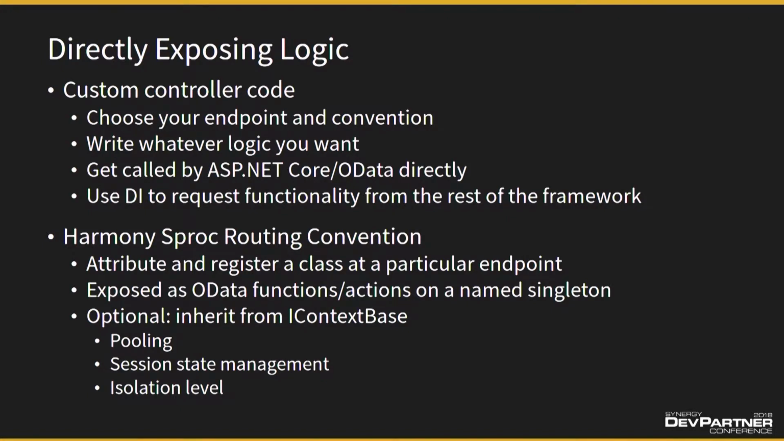The other option is what we're calling Harmony Core routing conventions. So you attribute and register a class, and you tell it what endpoint it's going to live at. And it gets exposed as either an OData function or an OData action. So functions are a read-only concept. So you're asking for data, you're passing parameters, and you expect to get a result, but you're promising this will not change anything on the server. And actions take parameters, return results, but will change things on the server.